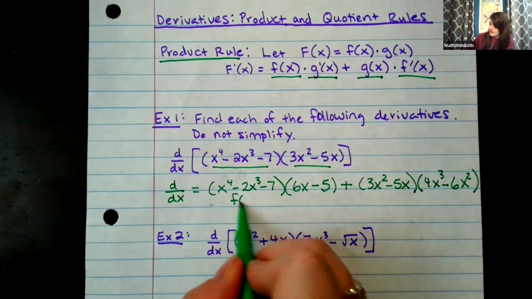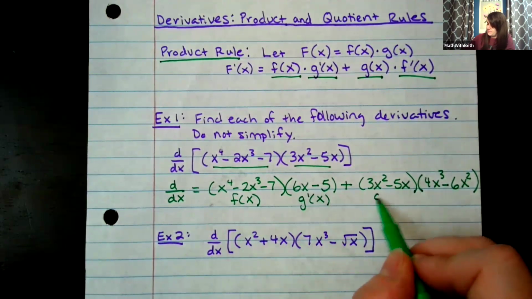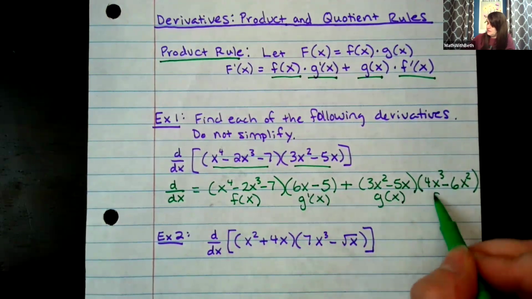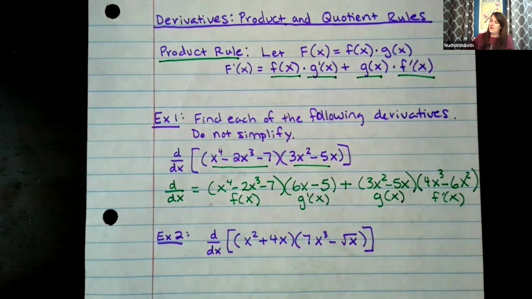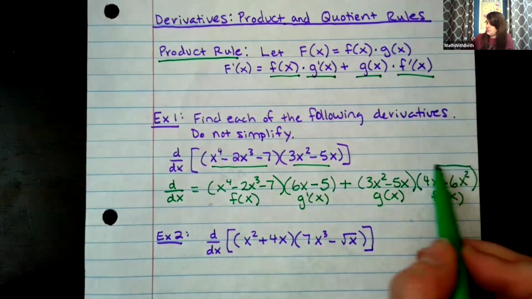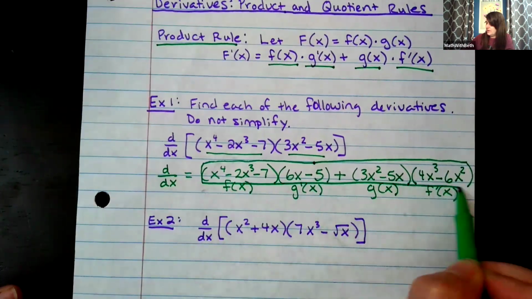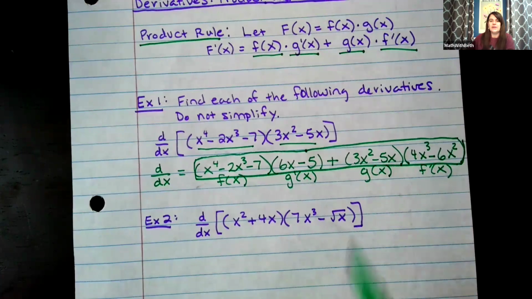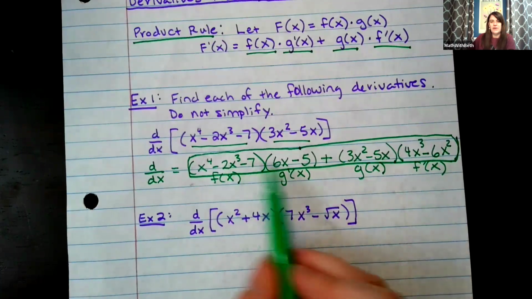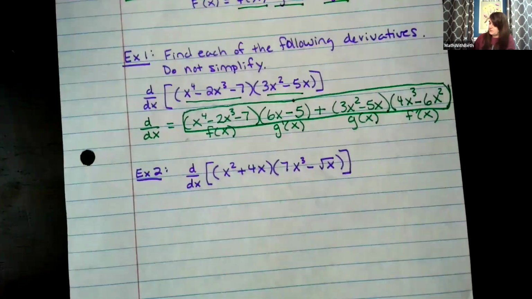So this is like f of x. This is g prime. This is the g of x. This is the f prime. You could obviously multiply all this out and make it nicer, but most instructors, when it's this complicated, will let you stop there. But just know it depends on your instructor if you have to keep going and make this nicer by simplifying. Let's do that again.